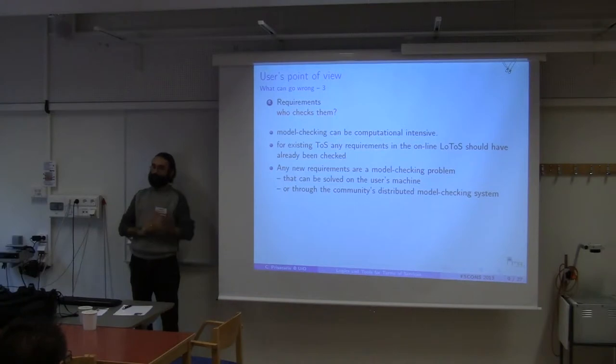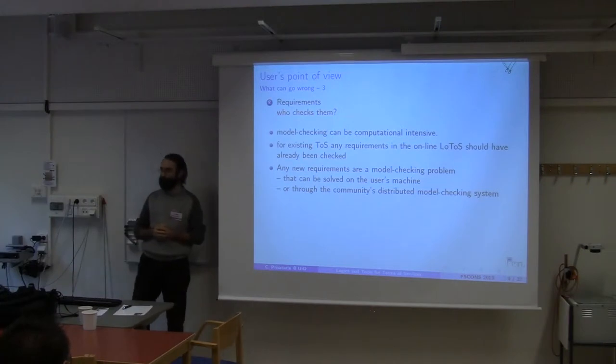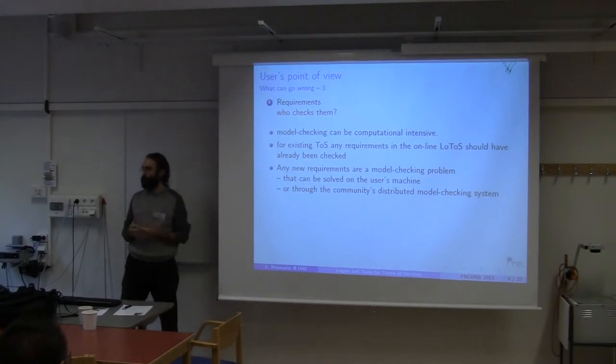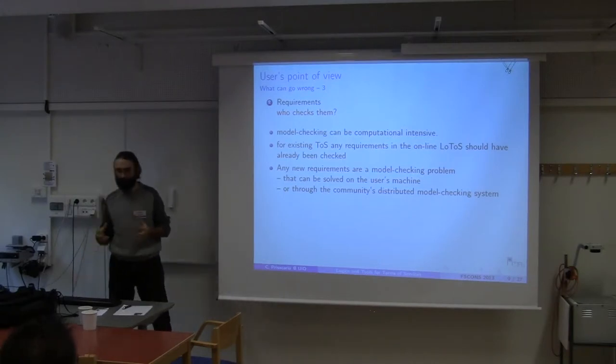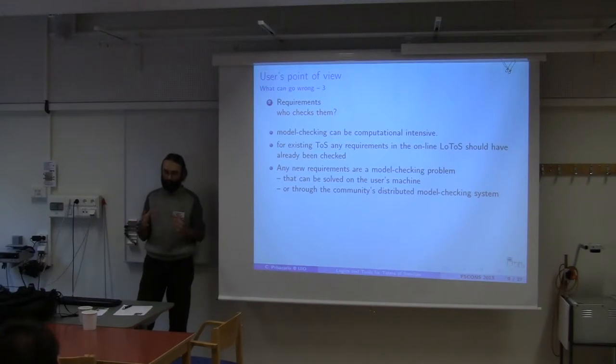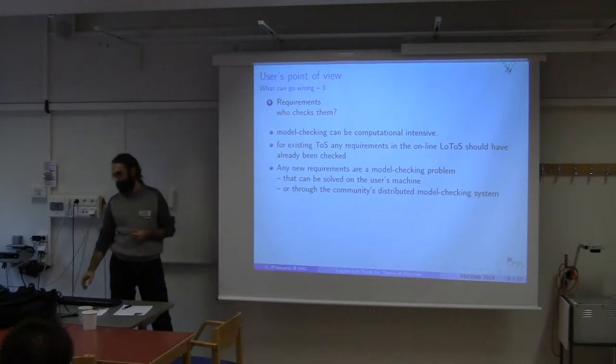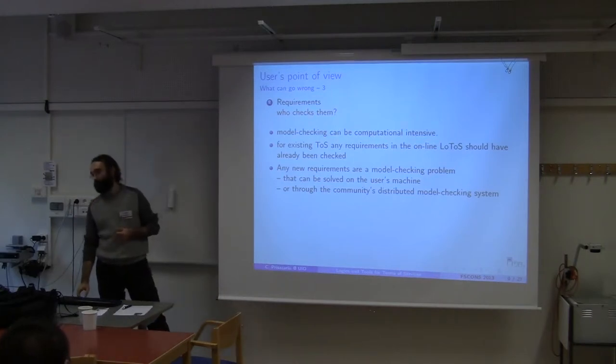Then you can either do model checking on your own machine because you don't want to interact with the online community, or you can do it through the community provided model checking system. So the community can provide a distributed model checking system, which gives you more computing power. So even for new requirements for new TOS, your private requirements that you don't want to share with others, you could at least use the computation power that the community provides.